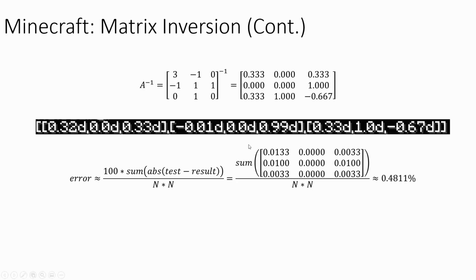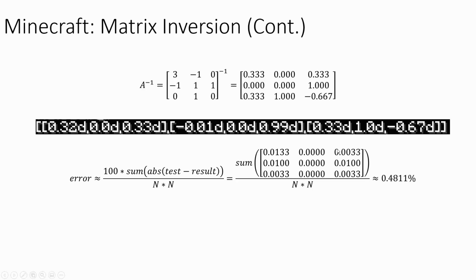What you should end up with is up here: 0.33, 0, 0.33, 0, 0, 1.00, 0.33, 1, negative 0.667. This is the perfect inversion, like the better inversion. This is using the P inverse function. What the algorithm gives us in Minecraft from the numerical diffusion is 0.32, 0.00, 0.33, so that's pretty good. Negative 0.01, it should be 0, good. 0.99, not 1.0. Okay, so that's a little different, and then 0.33, pretty good, 1.0, pretty good, negative 0.67, pretty good.